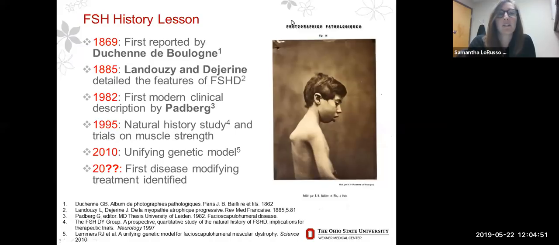And then it wasn't until about 100 years later, in 1982, when Padberg wrote the first modern clinical description of FSH. And then in the 1990s, there was a large natural history study that was completed, and trials on muscle strength in FSH were started around then. And then it wasn't until 2010 that there was a unifying genetic model that described FSH. And then I kind of put this on here. We're kind of wondering when the first disease-modifying treatment is going to be available, but hopefully very soon.